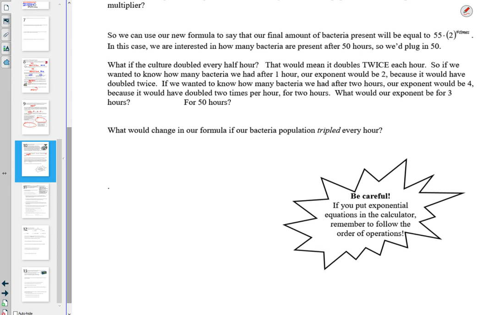Okay, here you go. Somebody not named Marquise, tell me, what would change in our formula if the population tripled every hour? It's not a double rainbow, it's a triple rainbow. What would change in the formula? See how they wrote basically the same formula I did? So instead of doubling, if we tripled, what would change in the formula? The multiplier, the growth factor. Be careful if you put exponential into the equations in the calculator. Remember to follow order of operations, okay?